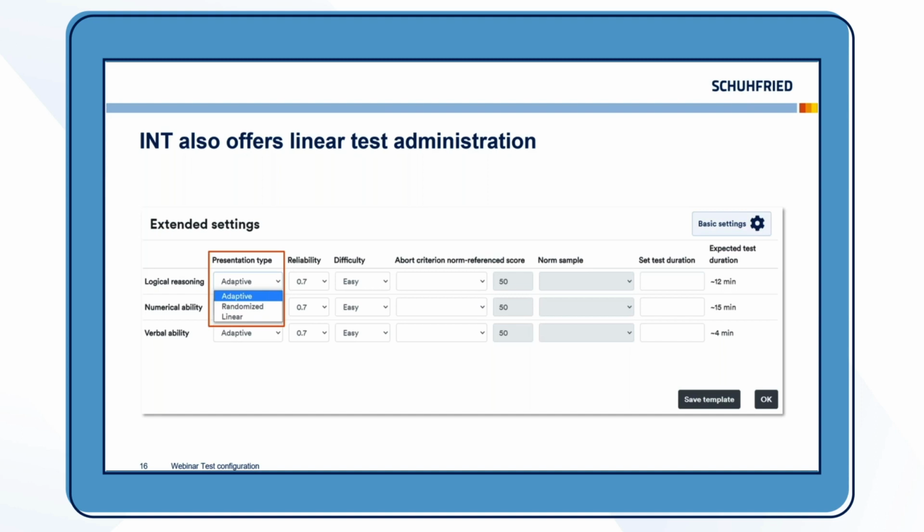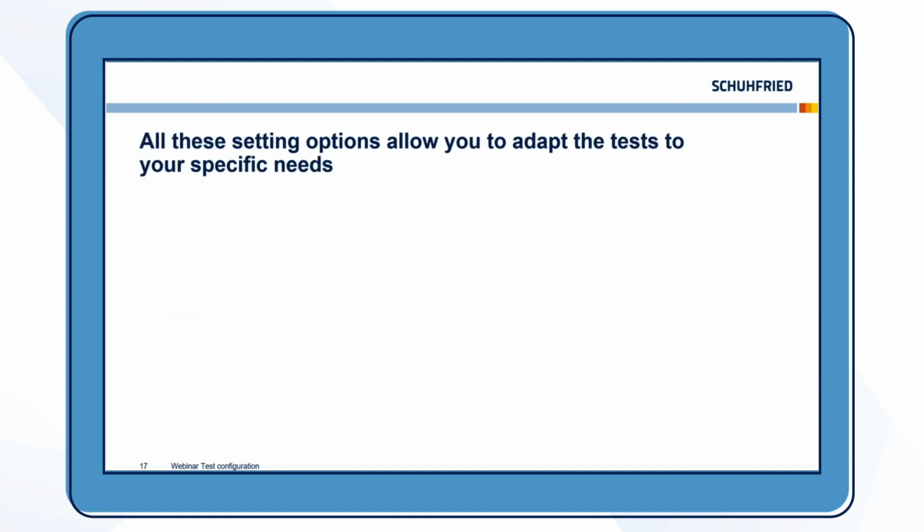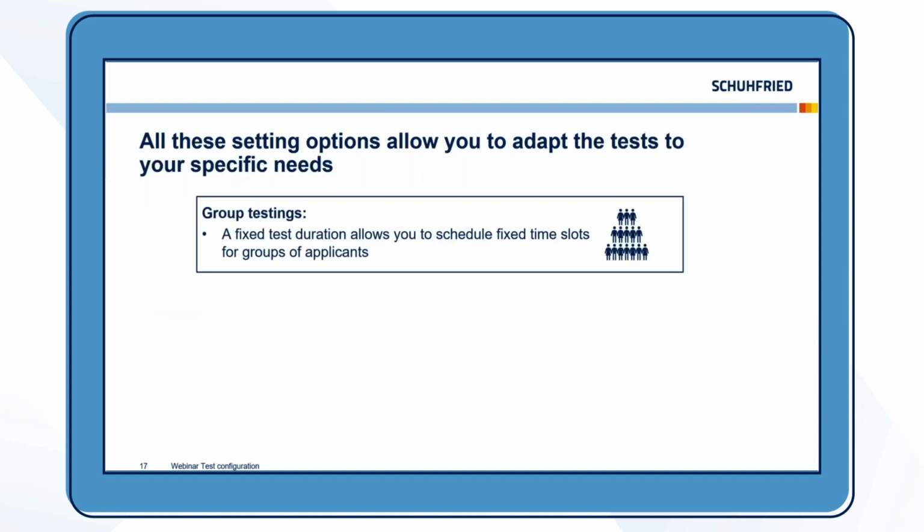If you want to know what the differences are between adaptive, randomized, and linear, you can look into our webinar for INSBAT-2, where we explain how that works and what the differences are. All these setting options allow you to adapt the test to your specific needs.